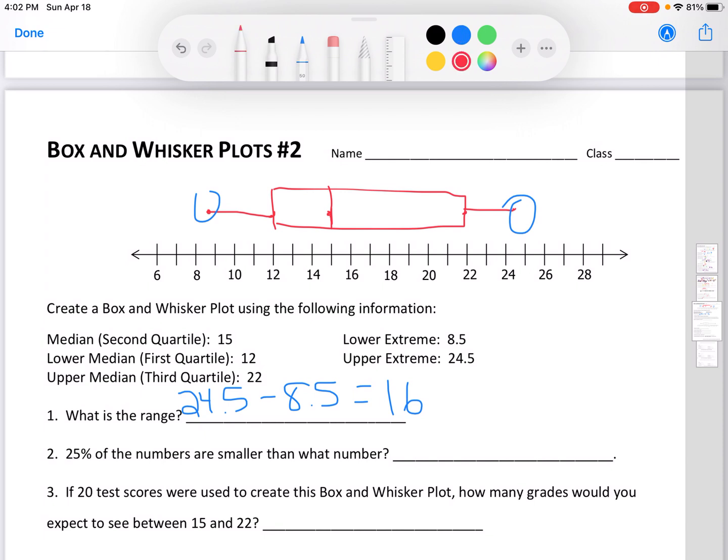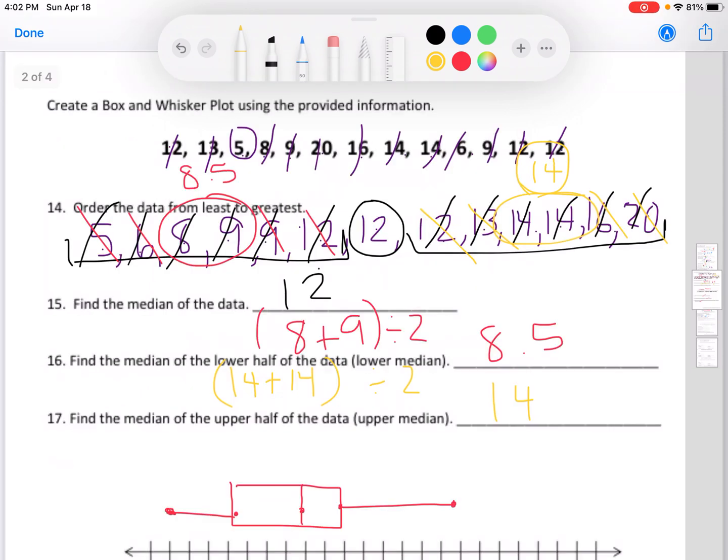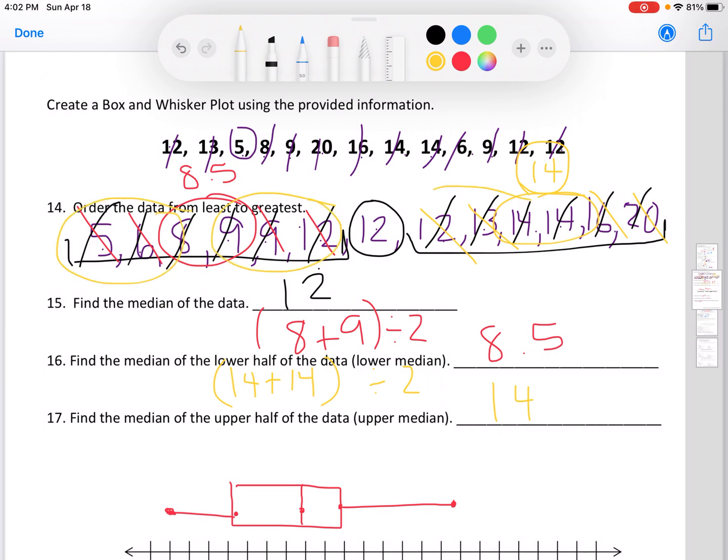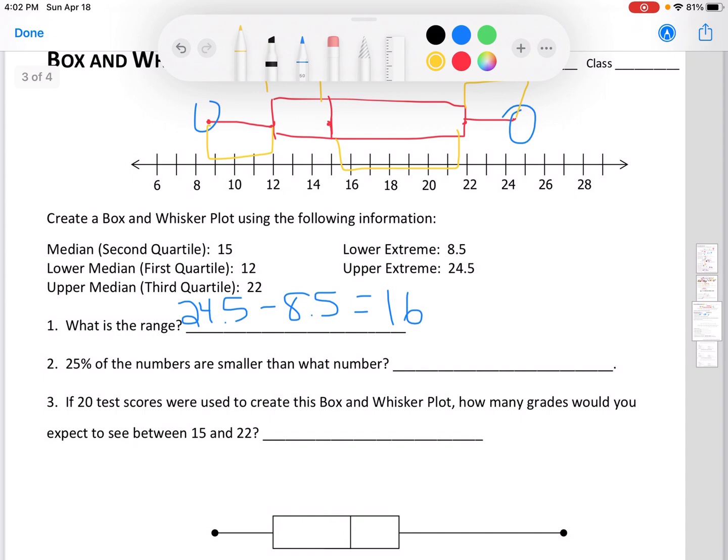Then, 25% of the numbers are smaller than what number? So remember that your box and whisker plot is divided into 4 equal parts. Now they don't look equal, but you know from the last one that the same number of numbers are in each section. 3 numbers, 3 numbers, 3 numbers, 3 numbers. So each section holds 25% of the data, so they're smaller than 12.